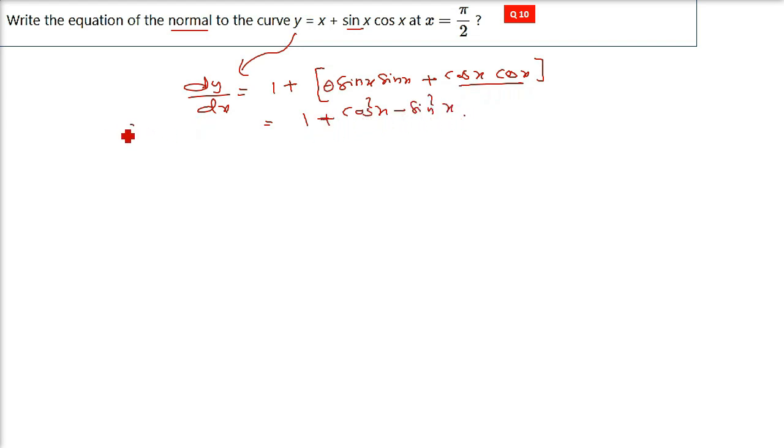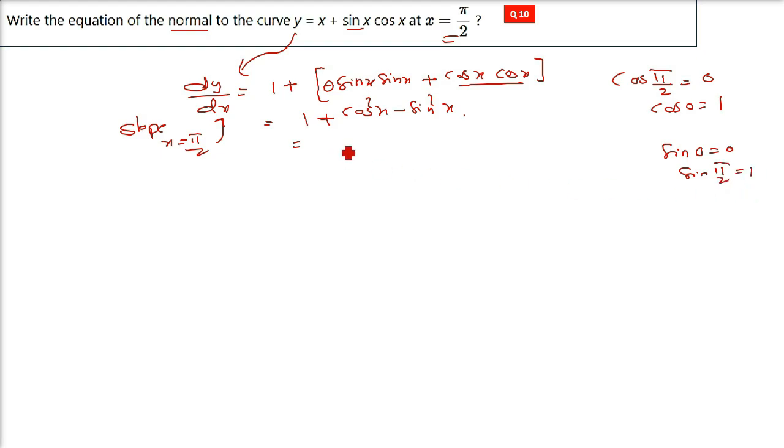Now this is the slope of the tangent. At x equals pi by 2, what will be the slope of the tangent? Just put x equals pi by 2. We have cos 0 as 1, cos pi by 2 is 0. Just remember this: sin 0 is 0, sin pi by 2 is 1. This is what you can remember, and you can employ it here also.